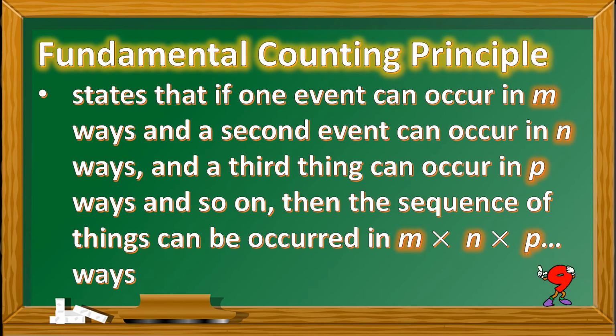And for the last one, we have the fundamental counting principle. I'll be reading this. It states that if one event can occur in m number of ways, the second event can occur in n number of ways, and the third event can occur in p number of ways, and so on, then the sequence of the events can occur in m times n times p ways, and so on. As long as you have different categories of events, you just multiply their numbers of ways. Since you only have m, n, and p here, you multiply those. But if you have m, n, p, q, r, just multiply those numbers of ways.